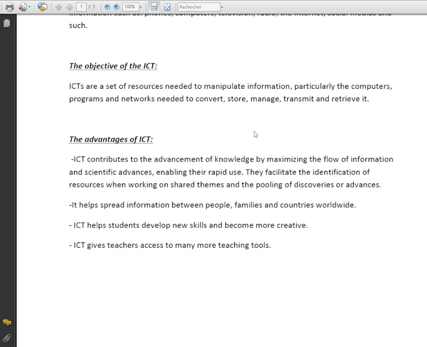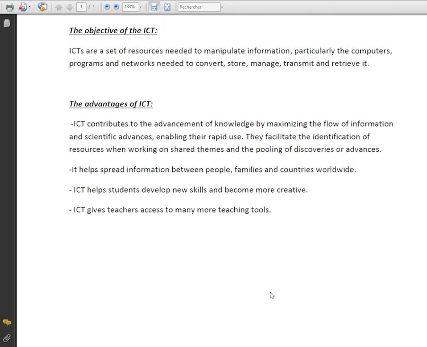Then, for our final point, we've got the advantages of ICT. ICT contributes to the advancement of knowledge by maximizing the flow of information and scientific advances, thus enabling their rapid use. They facilitate the identification of resources when working on a shared theme and the pooling of discoveries and advances. So, this is for our first point.